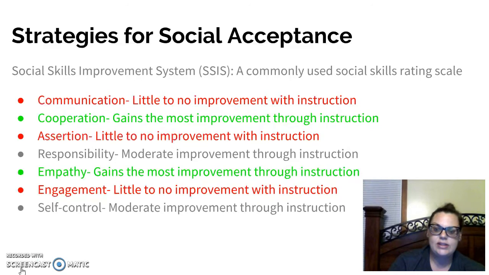The gray ones are a little more difficult, responsibility and self-control. Those ones, again, take a little more time. Communication, assertion, and engagement, those are the hardest social skills to build upon in the classroom. Those, as a teacher, are going to be the ones that give us the most problems.